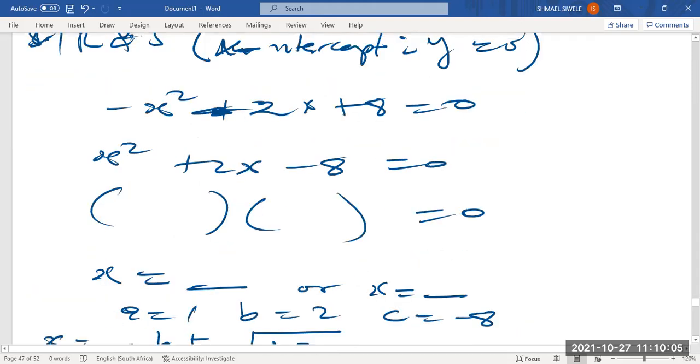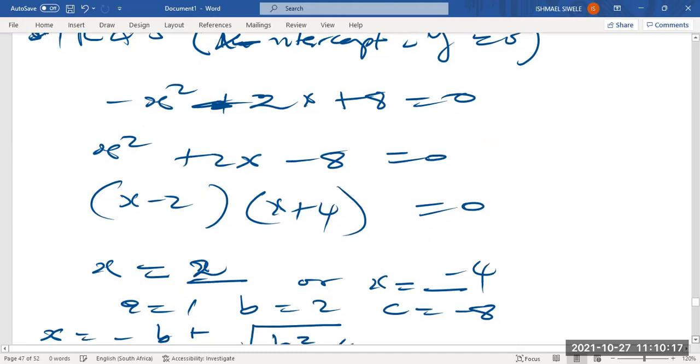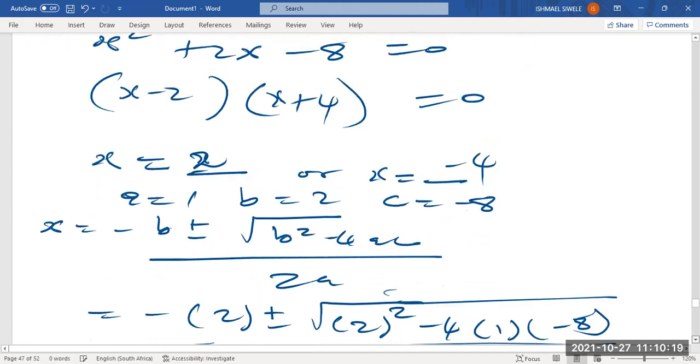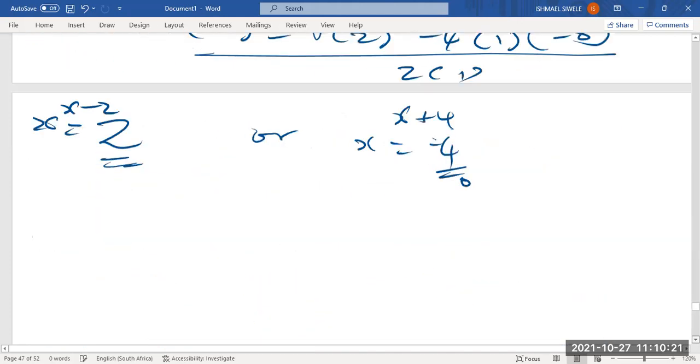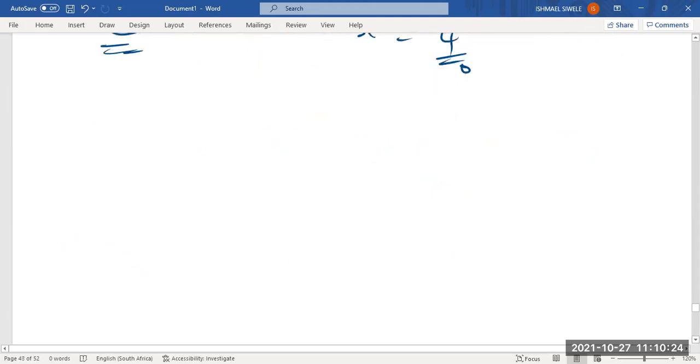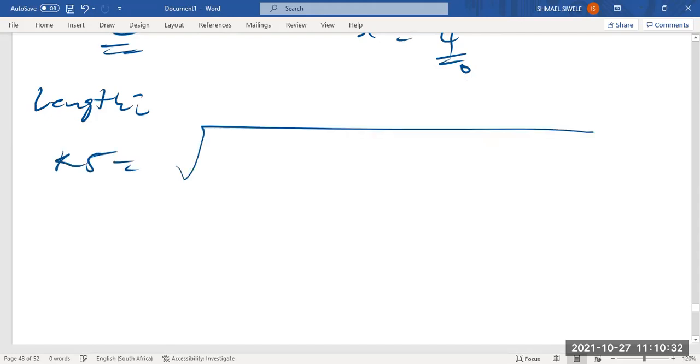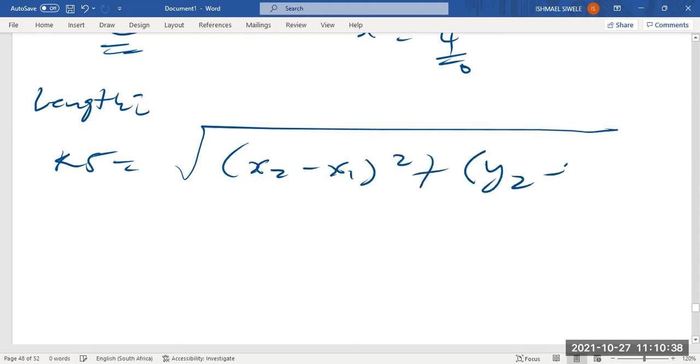So this one here is x minus 2, x plus 4. This one here is x is 2 here, and here is -4, right? So they want us to find the length. And we know that they will find the length by using what? Distance formula, right? Length is the distance formula. So RS is equal to the square root of x2 minus x1 all squared plus y2 minus y1 all squared, right?